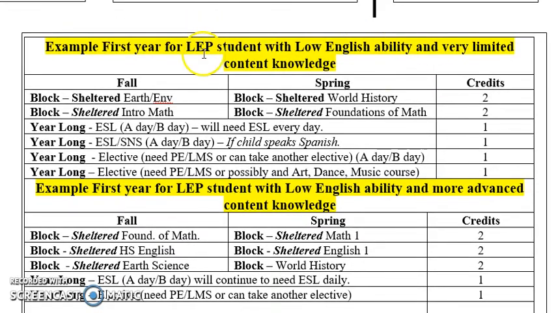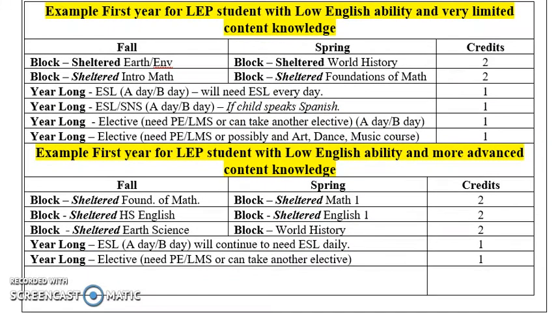So the first example is for an LEP student with very low English ability and limited content knowledge in their first language. So you can consider that Earth Environmental in the fall, looking at world history in the spring, and then bringing in that math, an Intro to Math, and a Foundations of Math course, and then of course your ESL elective, and then the other electives that child could possibly take to be able to get those 8 credits that they need for that year.